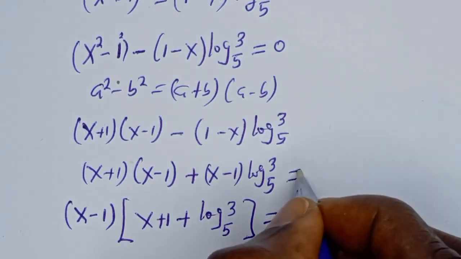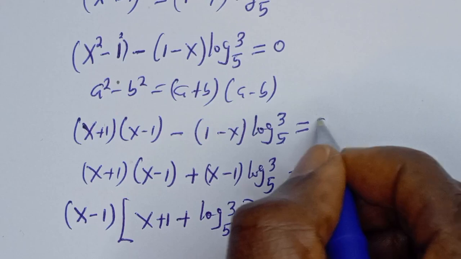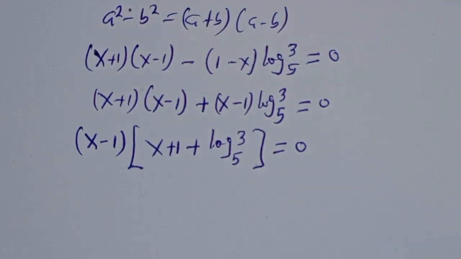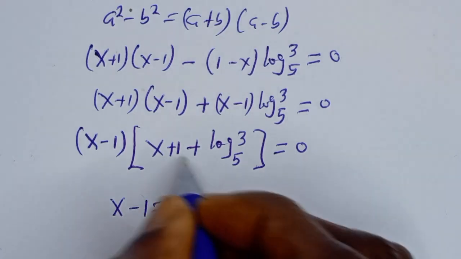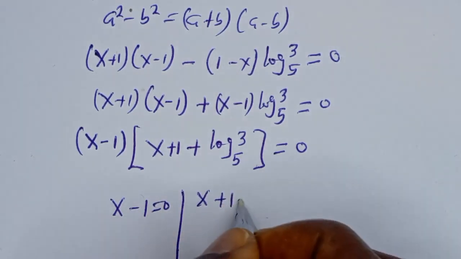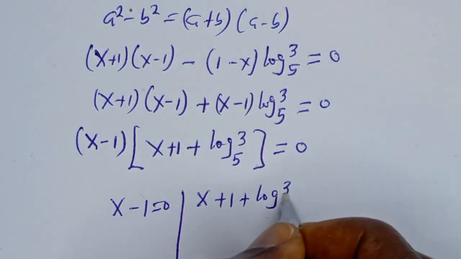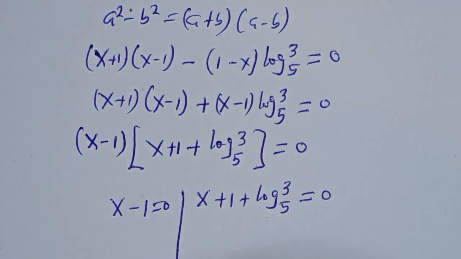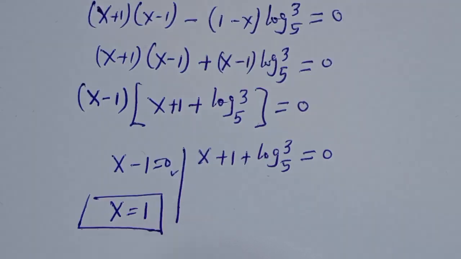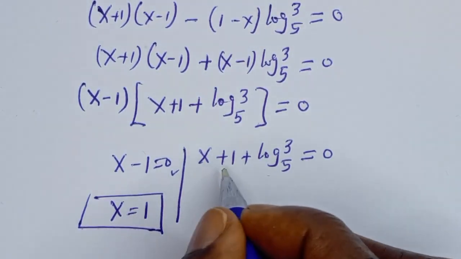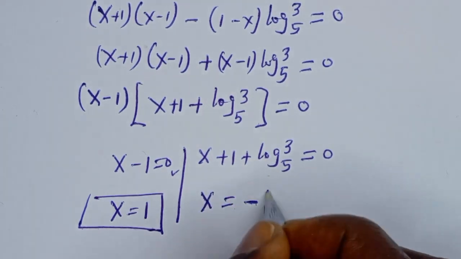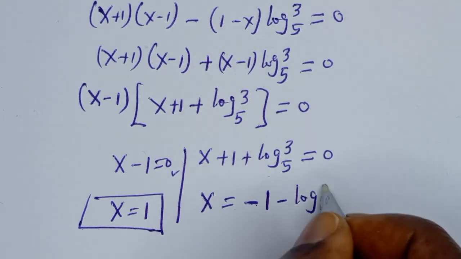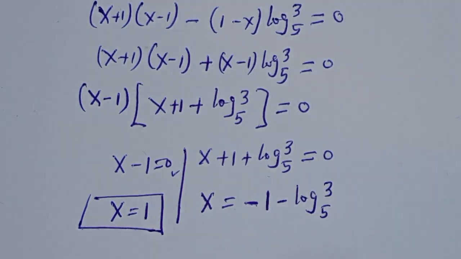Then here is equal to 0 and here is equal to 0. From here there are two cases. The first case is s minus 1 is equal to 0, and the second case is s plus 1 plus log 3 base 5 is equal to 0. Then from this side, s is equal to 1. This is the first value of s. And from here, we have s is equal to, let's take this to the other side. We have minus 1 minus log 3 base 5.